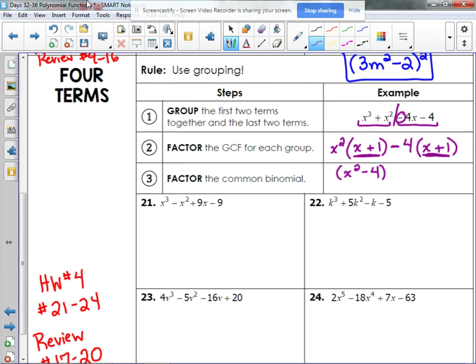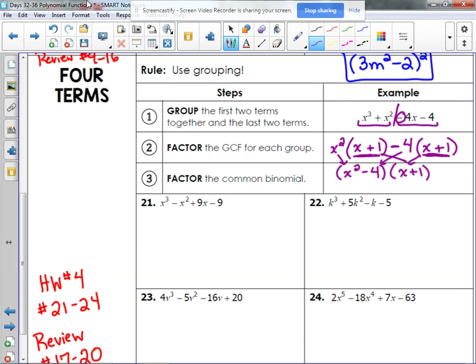and I got this from Ms. Joyner. We call this the 2-for-1 special. X plus 1 showed up 2 times, but we only write it once in the final answer. Okay, you put the GCFs together, and then it's a 2-for-1 special. They were the exact same. You only write it once.